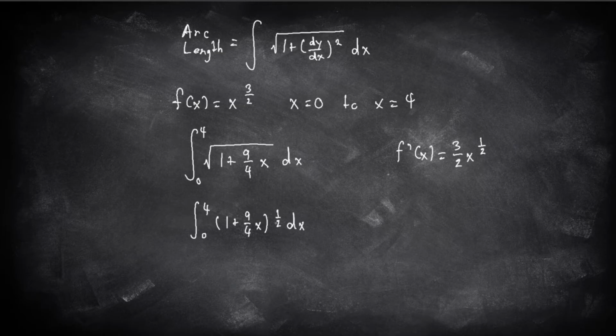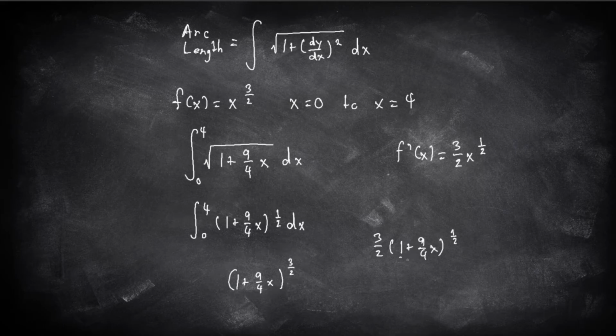Okay, now a radical is the same thing as writing the power 1/2. So when we integrate this, we use the power rule. So that's just 3 over 2, because 1/2 plus 1 is 3 over 2, and then 1 plus 9/4 x is inside. Now we take the derivative of this. This is 3 over 2, 1 plus 9 over 4x. And then since it's a function inside of a function, we need to work with a chain rule.